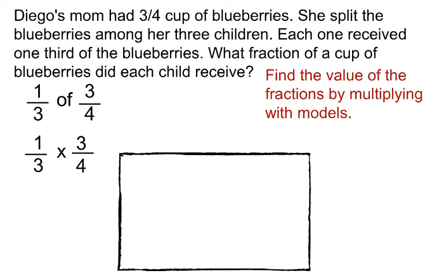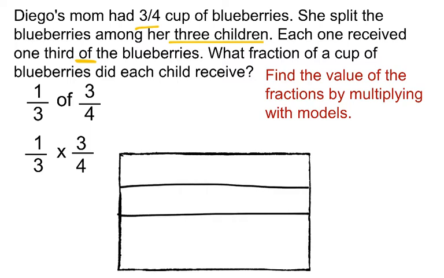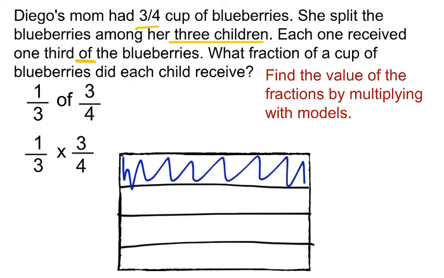Again, we have that keyword of, and we have 3/4 and then split it into thirds. So we have 1/3 of 3/4. So each child received 1 out of 3. So let's first look at our 3/4. So we have 3/4 of a cup of blueberries. Again, I'm going to shade 3/4 in blue.